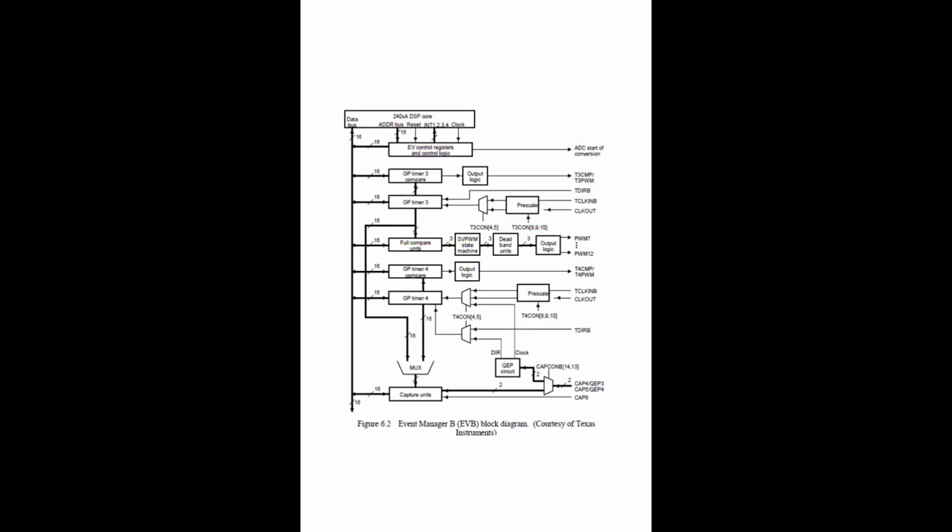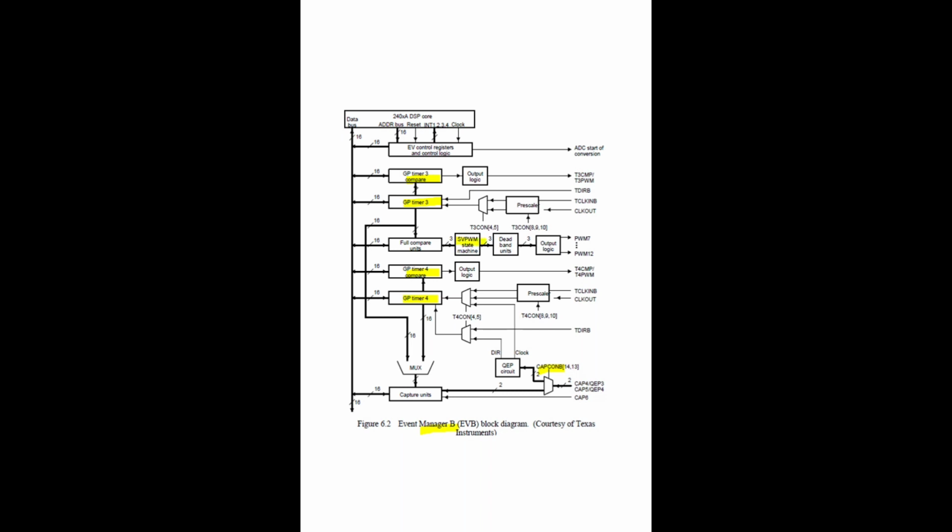Already told you, you have to use timer 3 and timer 4 for event manager B. Similarly, CAPCON B you have to use for event manager B. There in event manager A you are using CAPCON A, the capture control A register. Here for event manager B, you will use CAPCON B. Remaining all is similar.